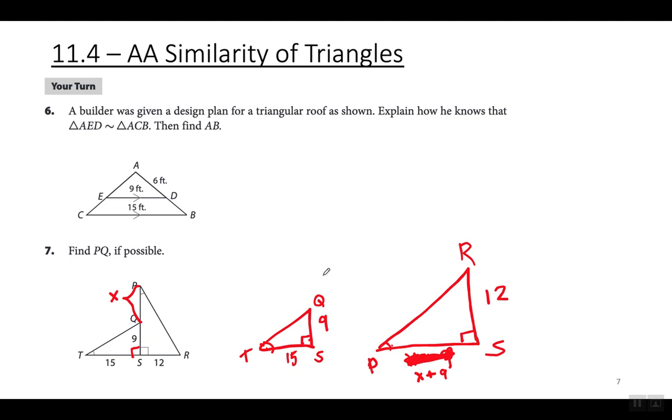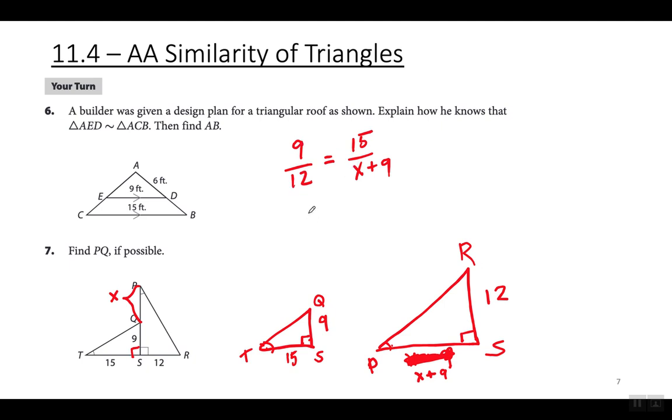Okay, so now I'm going to set up my proportion. Again, there's more than one correct way to set up the proportion. I'm going to do it like this. I'm going to compare this side, the 9 to the 12, equals the 15 to the x plus 9. So 9 over 12 equals 15 over x plus 9.